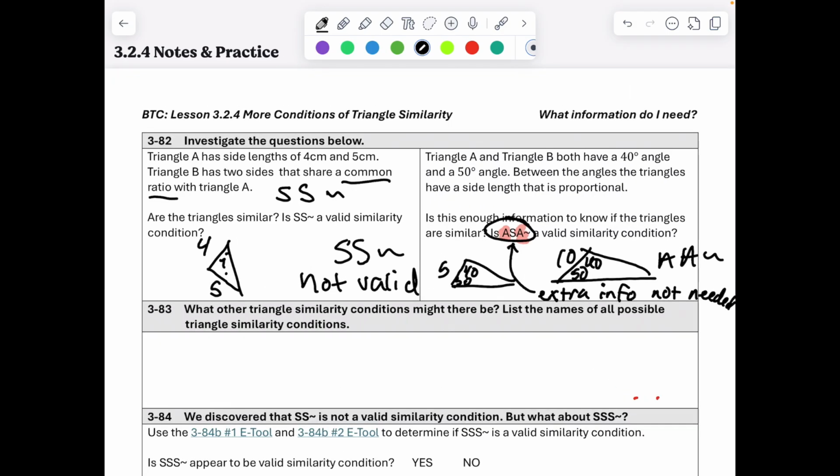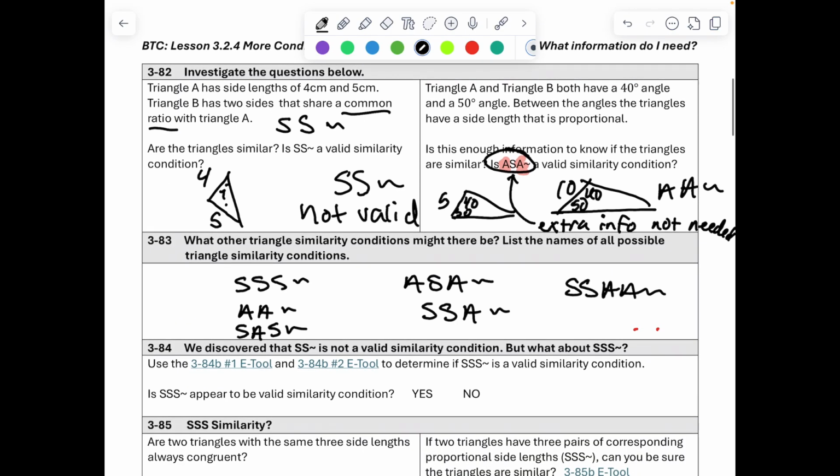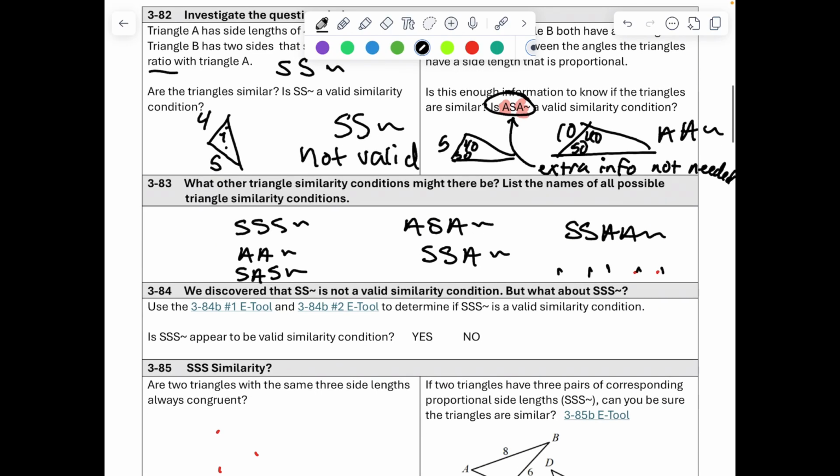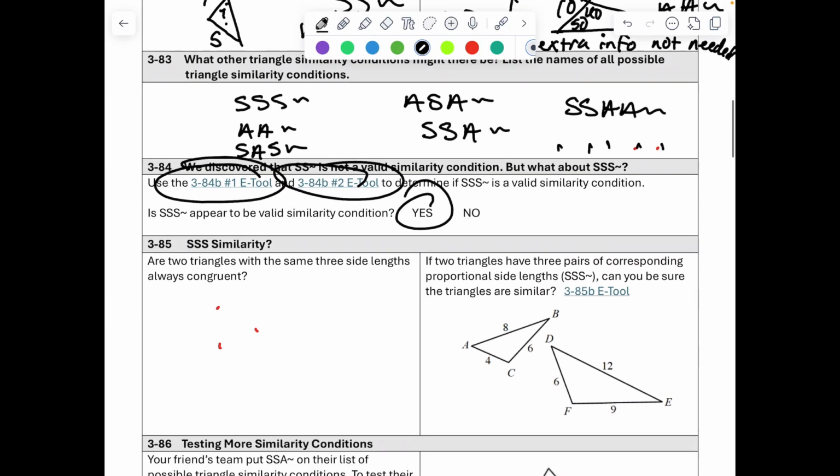So what other similarity conditions might there be? I mean, you could have all this extra information. We know the basics, like side, side, side, angle, angle, or side, angle, side. But maybe, like we said before, you have ASA, or maybe you have SSA, or maybe you have SSAA, or other things like that, right? There's all sorts of combinations of different information that you might have in your triangles. So in class, you would play around with these e-tools to determine if side, side, side is a valid similarity condition. We already know that it is, right?